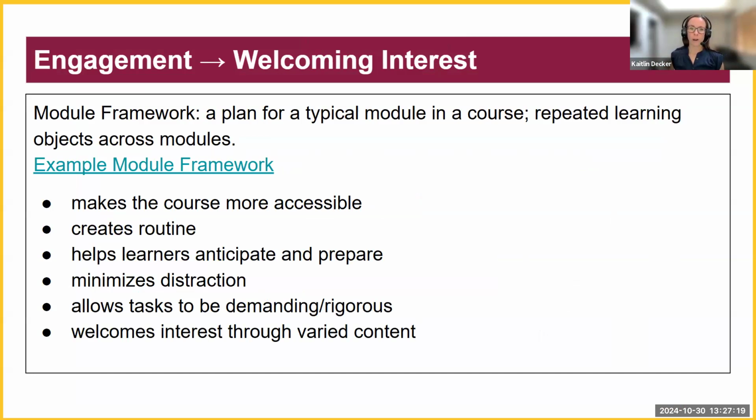So our first example here is in the area of engagement and welcoming interest. We apply this principle by using a module framework in our courses. And we've defined a module framework as a plan for a typical module in a course. Or in other words, this framework has repeated learning objects that are repeated across the modules in our course. And I think I can explain that best by jumping to the example and showing you here.